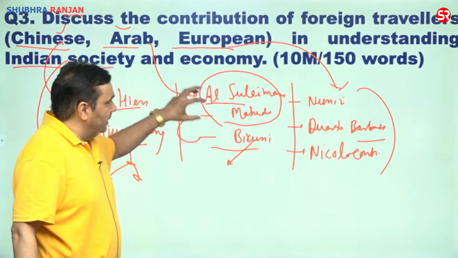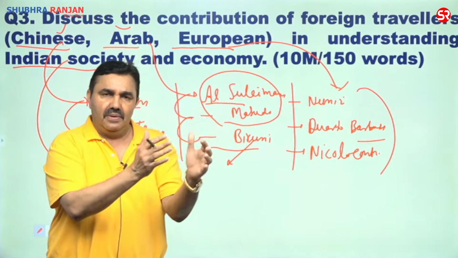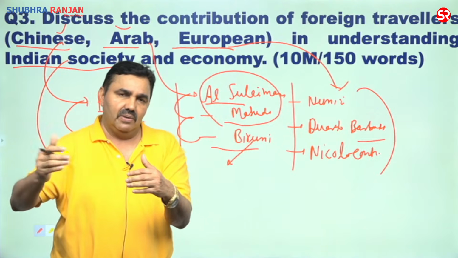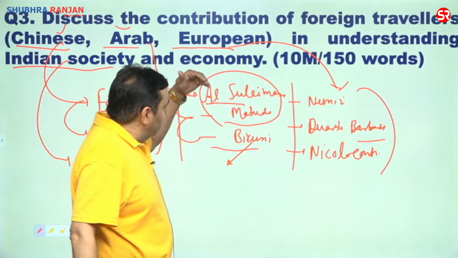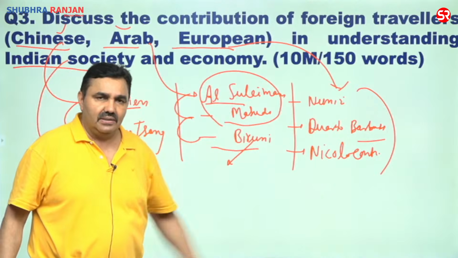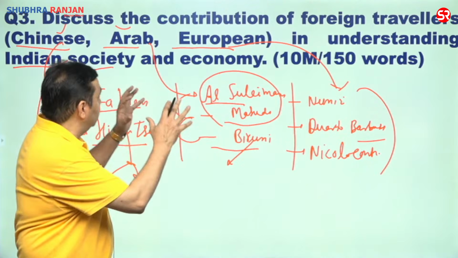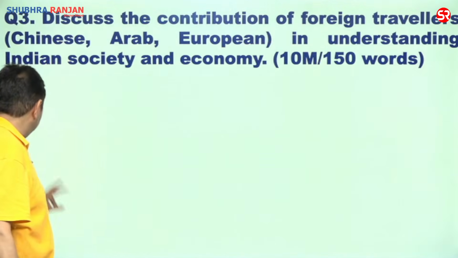You have to write something about society. Society means what was their view about family. They wrote about sati. They wrote about, say, polygamy. They wrote about the resourcefulness of Indians. They wrote about the Indian strength of character, Indian habits. So those things you have to put here to meet the demands of this answer.